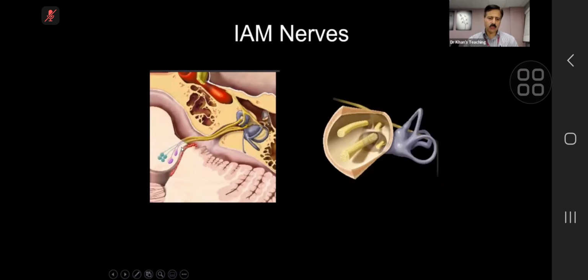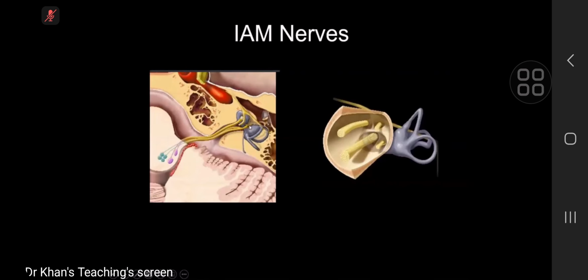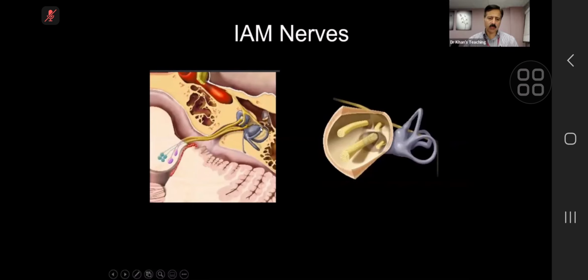From the pons, 2 nerves are seen. This is what we call the vestibulocochlear nerve. This is the cochlea, that flower which is anteriorly placed. This is the vestibule, which has the superior semicircular canal, lateral semicircular canal, and posterior semicircular canals. I'll teach you in the head and neck module.